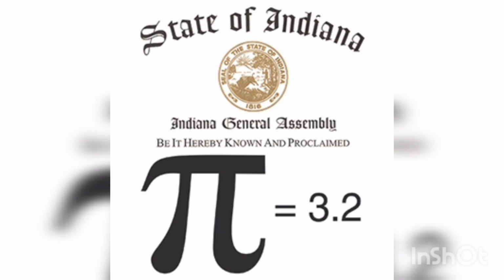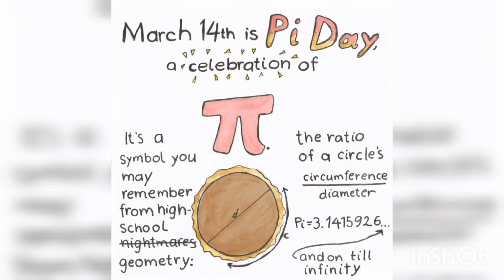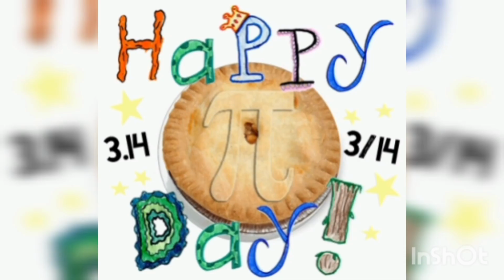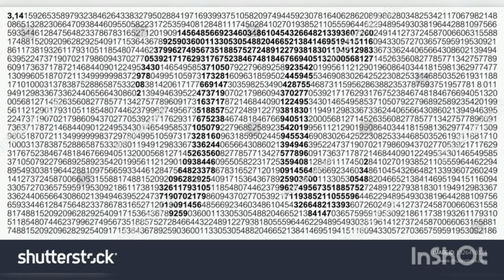Pi Day is a global celebration of the mathematical constant pi, observed annually on March 14th, especially in countries that use the month-day, year date format. The tradition was founded in 1988 by physicist Larry Shaw, who chose the date because it represents the first 3 digits of pi, 3.14.